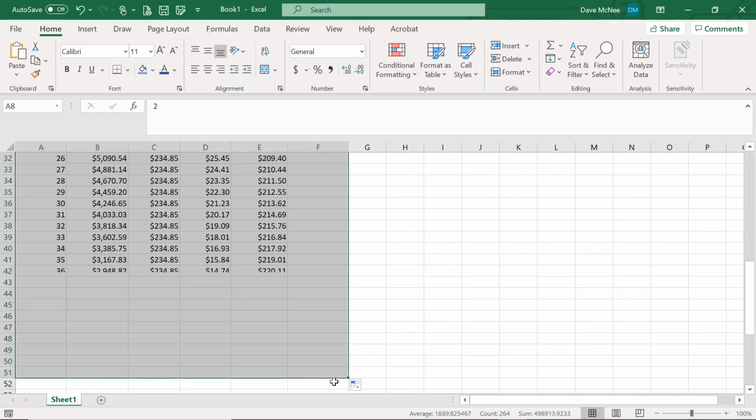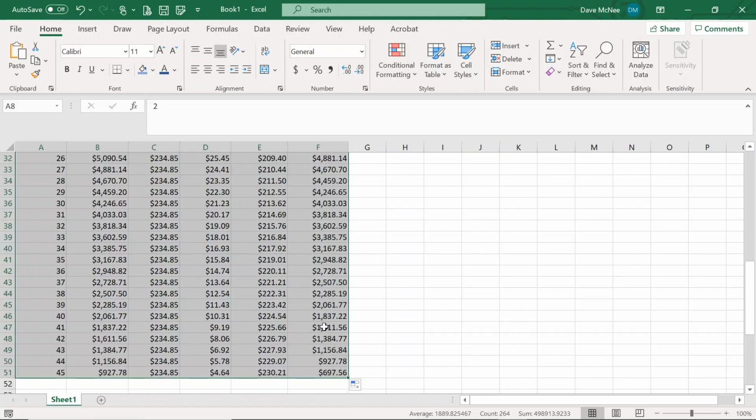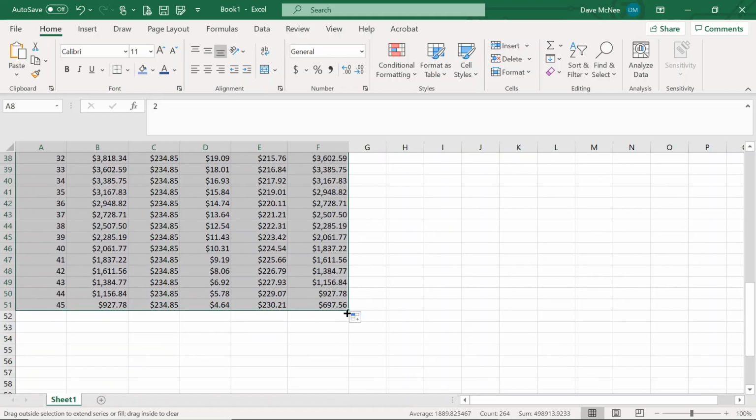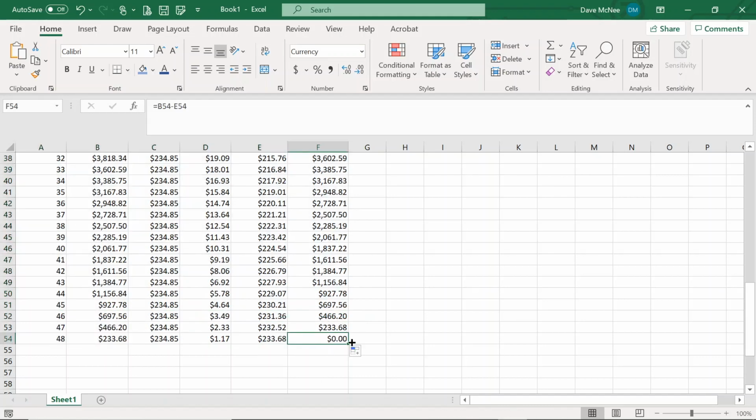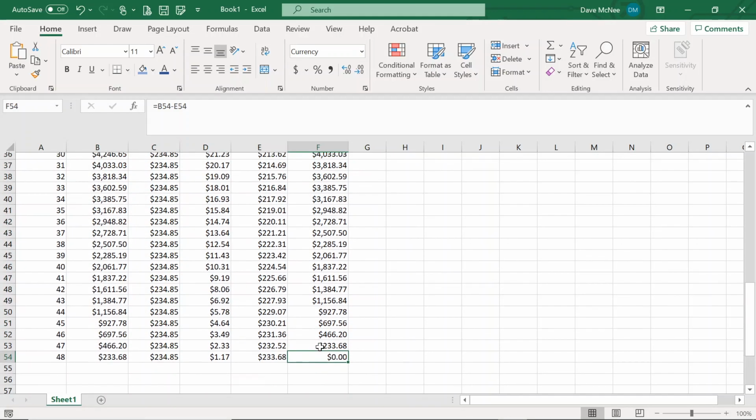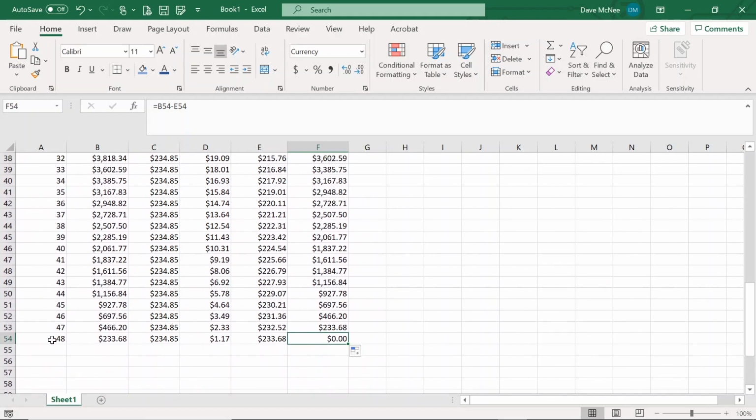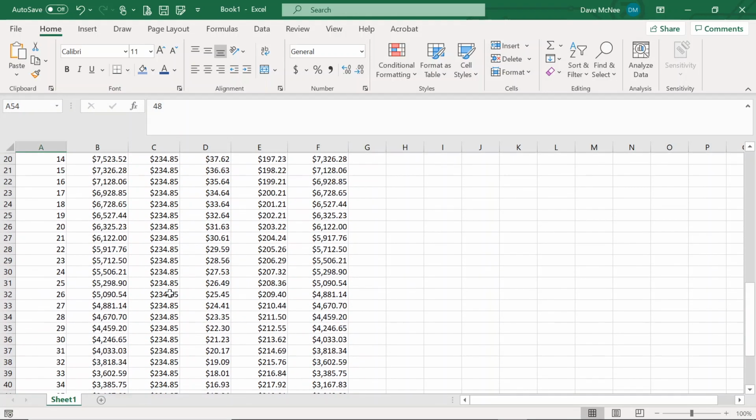So let's see, we said 48 periods. Okay, I'm on the 45th period, so I need 3 more. 1, 2, 3, there we go. The ending balance should be 0, and it is. That last column is my ending balance. So I owe $0 after 48 months.